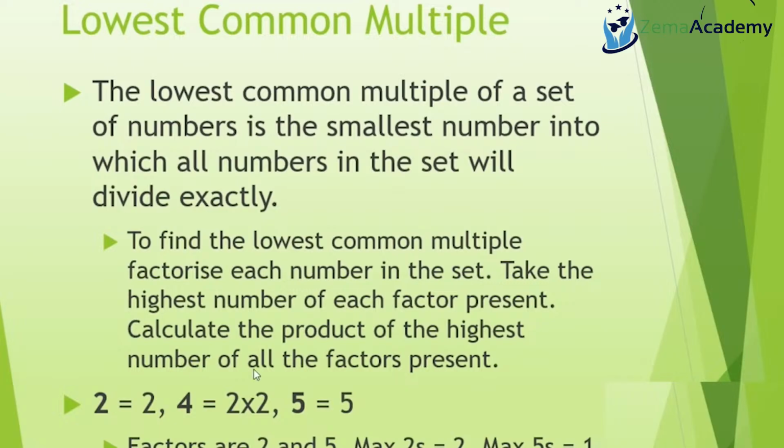Here's a nice simple example at the bottom. I've factorized 2, 4, and 5. Obviously 2 is already a prime number, 5 is already a prime number, 4 isn't. 4, when you prime factorize it, is 2 times 2. So the factors here are 2 and 5. It doesn't matter on the number at the moment.